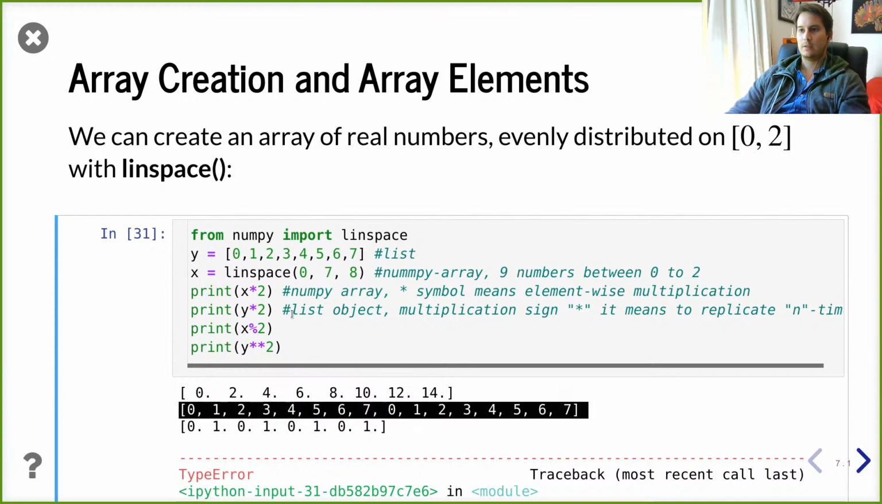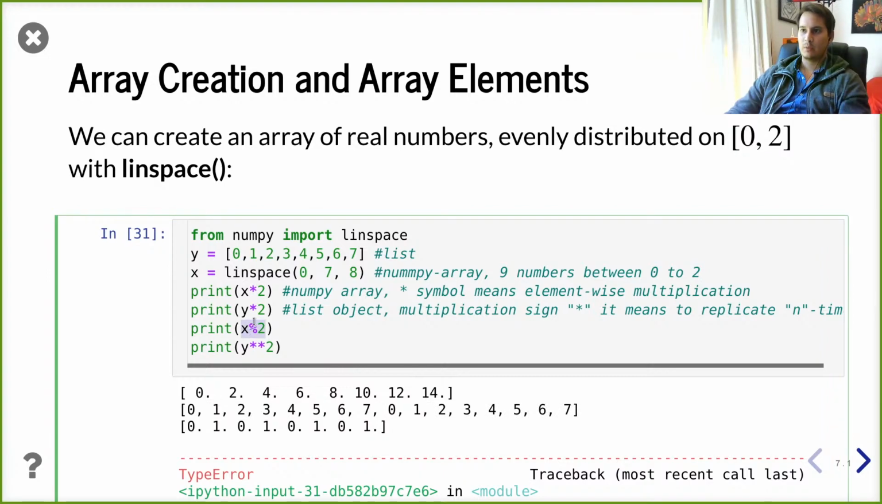In the second line the list is replicated. In the NumPy array here, where I'm using the modulus operation, it gives me a 0 if the number is even, and a 1 if the number is odd. But if we try to do the same with a list, it gives you an error. So this does not work on lists.